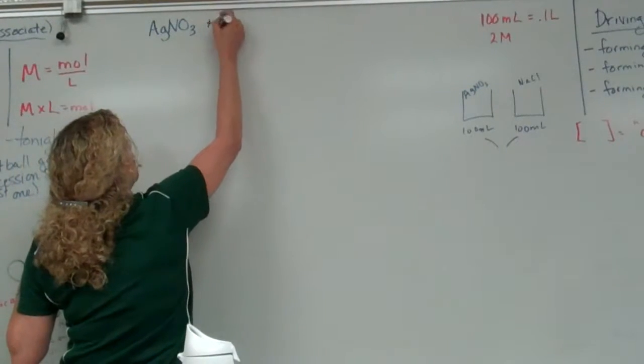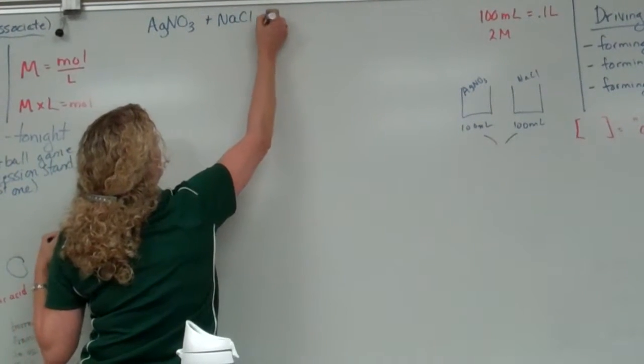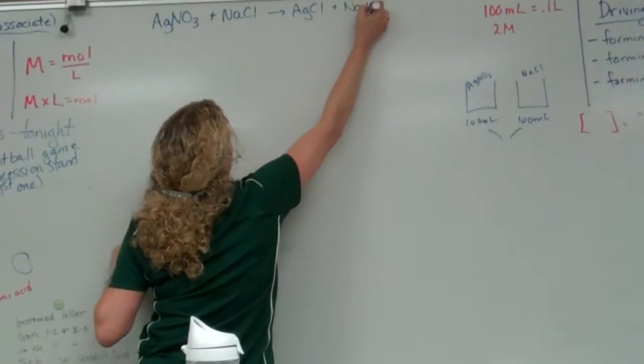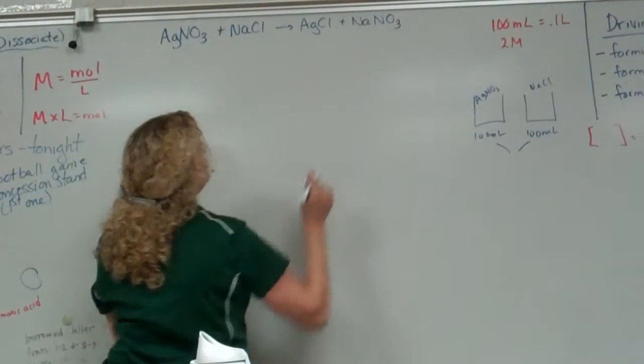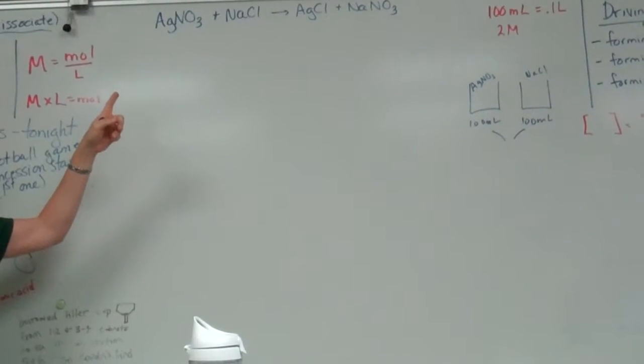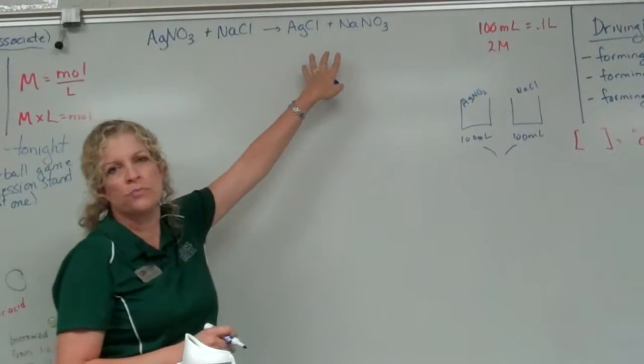Nitrate. Let's add some sodium chloride. It's going to make some silver chloride and some sodium nitrate. Okay? Do we agree that there's a precipitate here? Yes. Which of the two products is the precipitate?